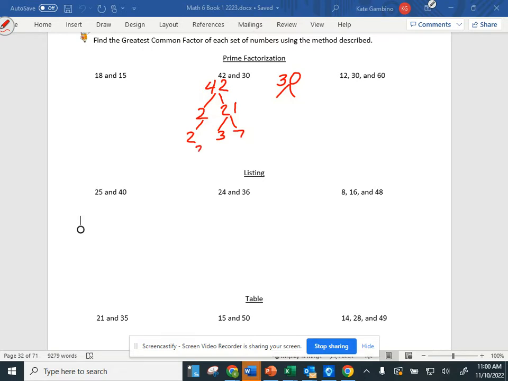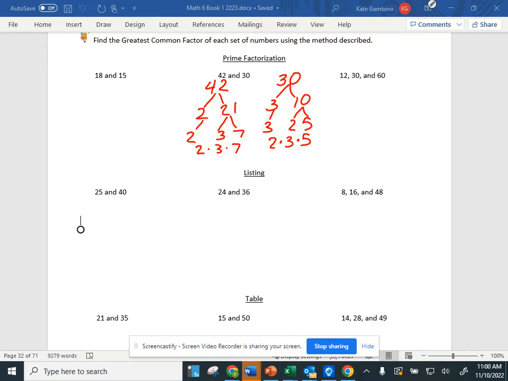3 and 7. 2 times 3 times 7. 30, 3 and 10. Can't break my 3 down anymore, but my 10 can be a 2 and a 5. So that's 2 times 3 times 5.